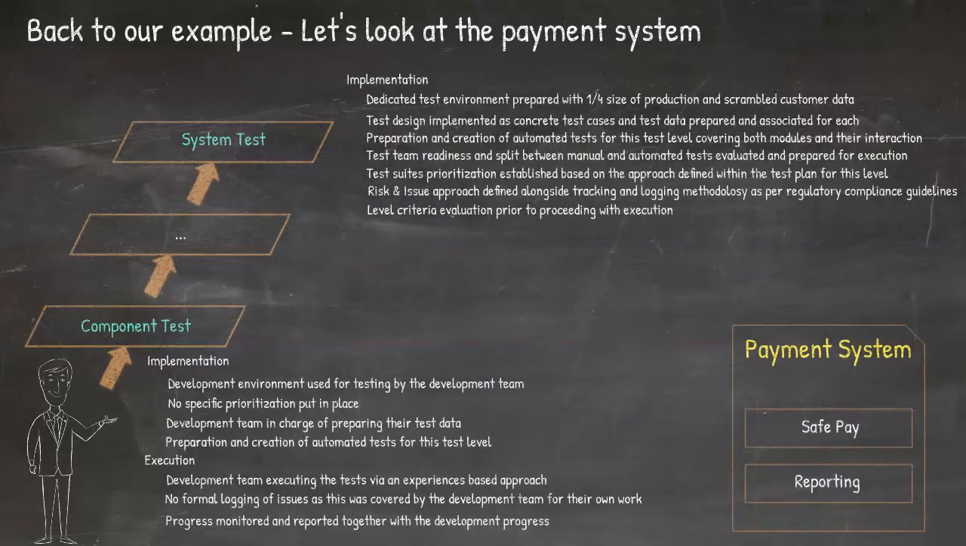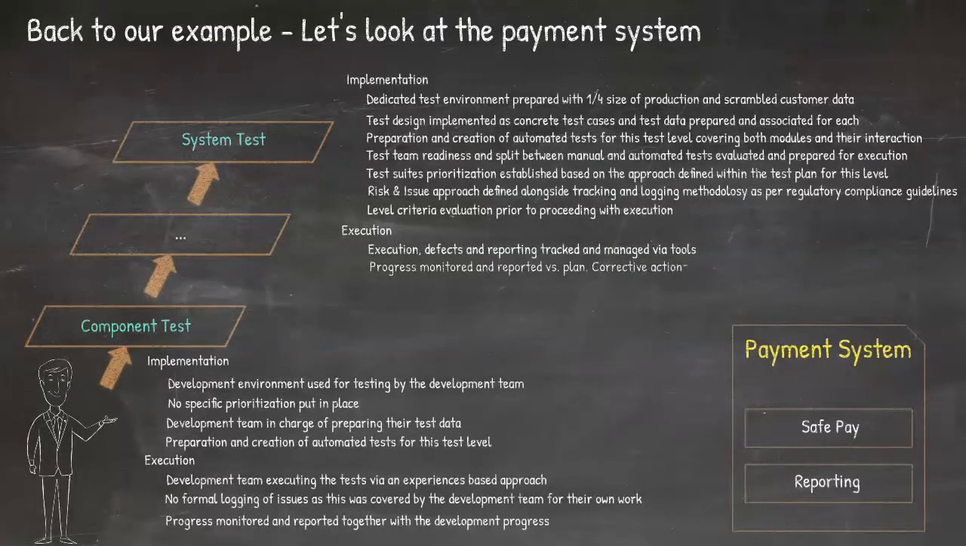Now, once all that is done, the execution starts. It must be tracked and reported on. Progress must always be monitored versus the plan, and you should always take corrective action if you fall outside of the pre-agreed tolerances for this test level.